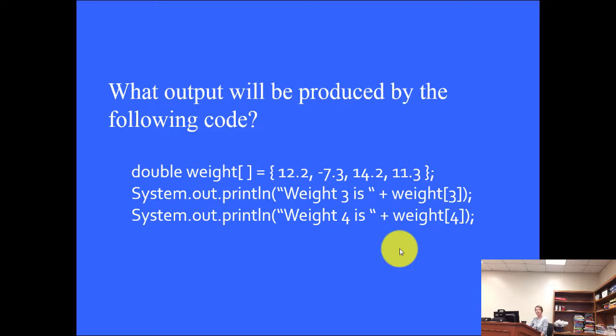So this is index 0. This is index 1. This is index 2. This is index 3. The other one is an error. So it'll say 11.3. And then you'll have an index out of bounds error, that big red error. Yes.